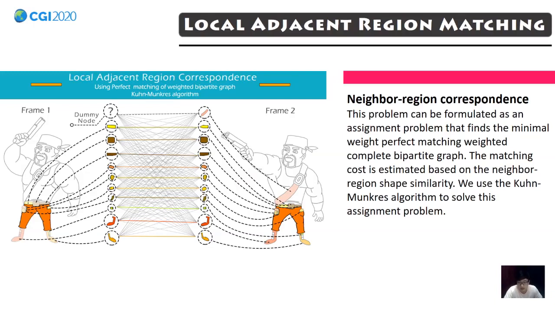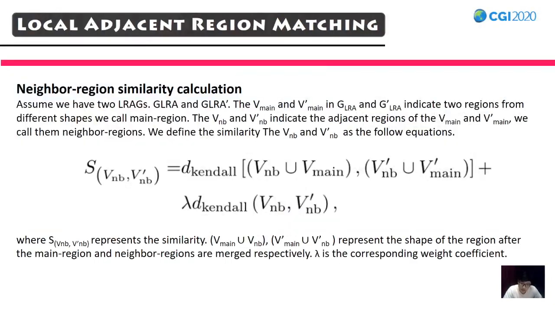assignment problem. The key of constructing this metric is how to define the weight value on the edge. In other words, how to define the similarity between the neighbor regions. So we propose the neighbor region similarity calculation for adjacent region matching as the following equations. Here the S represents the similarity. The union of Vmain and VNB represents the shape of the region after the main region and the neighbor regions are merged respectively.